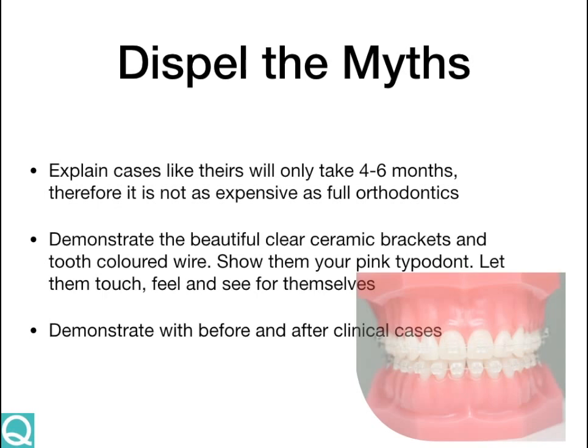Now, if a person is going to spend $2,000, $3,000, $4,000 on an emotional purchase, it has to be justified. So what you need to do is show them. Give them your pink Typodon. Let them see the clear ceramic brackets and the near tooth-coloured wire. Let them touch it, feel it and see for themselves. And once you've done that, you can then demonstrate the type of results that can be obtained with before and after clinical cases.